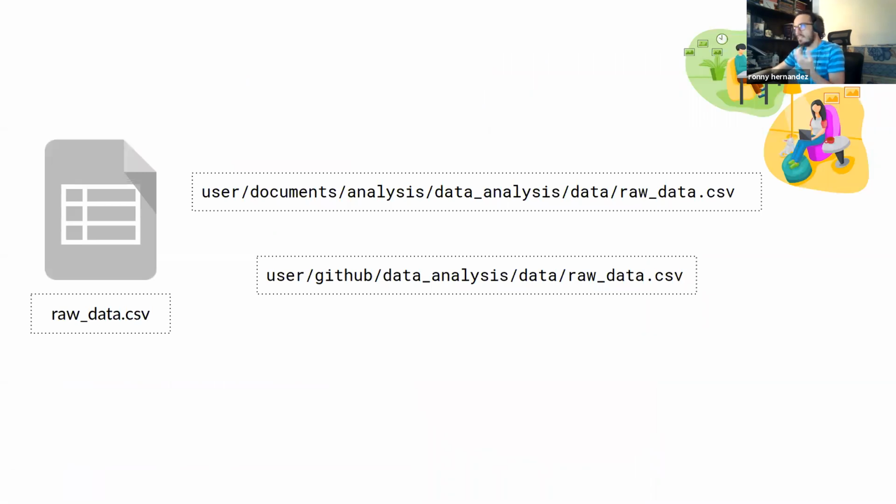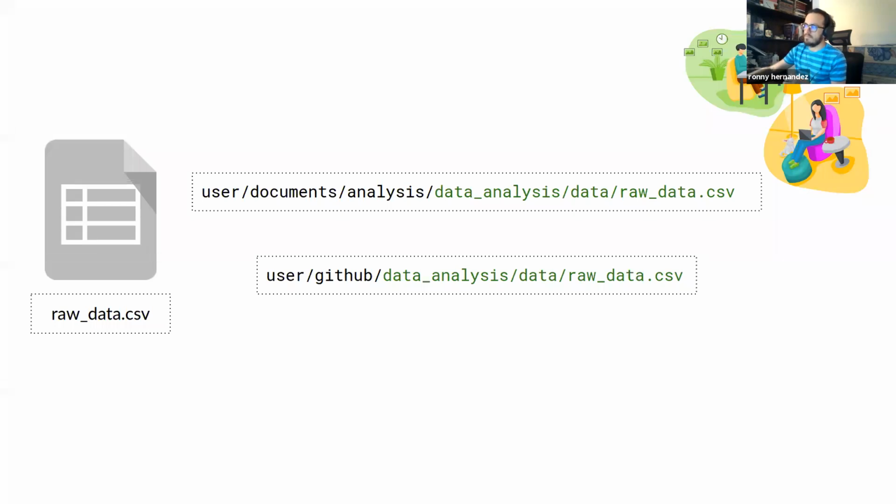So let's say that they have the same data file that is called rawdata.csv, and they want to import that data file into their analysis project. One of them is going to write the whole path to that file, like user, documents, analysis, data, raw data, while the other person is going to write user, GitHub, data analysis, data, and raw data. But you will see that we have a pattern over here.